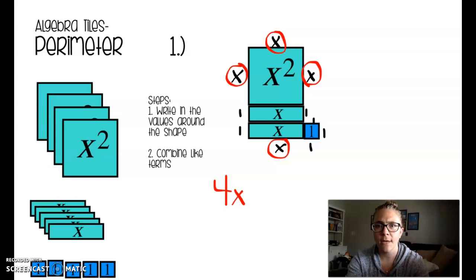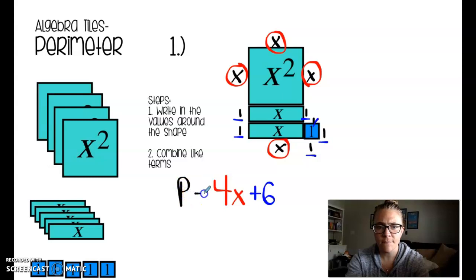And then I also have ones values. So I have 1, 2, 3, 4, 5, 6 ones. So I also have 6 ones all the way around my shape. So for my final answer, the perimeter of this figure of algebra tiles is going to be 4x plus 6.